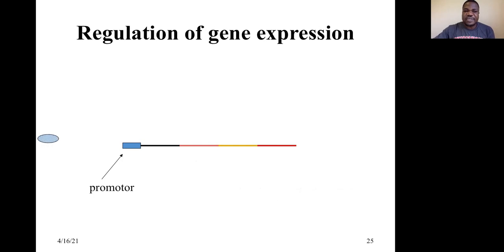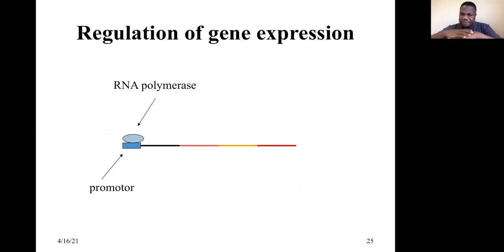So what happens is that when you have something like this, RNA polymerase, an enzyme, comes and stands on top of the promoter. It's coming to stimulate it, to activate it, to induce gene expression. RNA polymerase comes and attaches there.